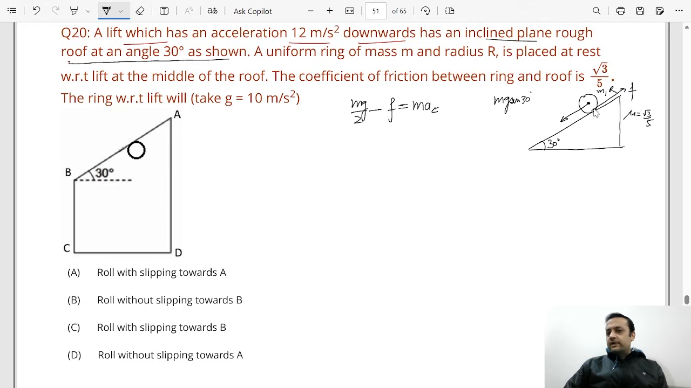Torque about the center of mass, if you write, the torque of normal will be 0, torque of mg sine 30 will be 0, torque of mg cos 30 will be 0. So only friction will produce the torque, and that torque will be in the anti-clockwise sense.